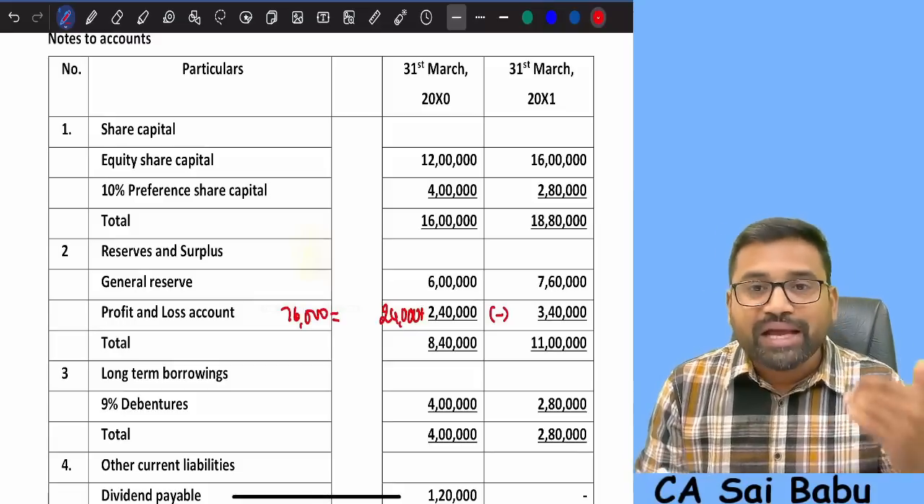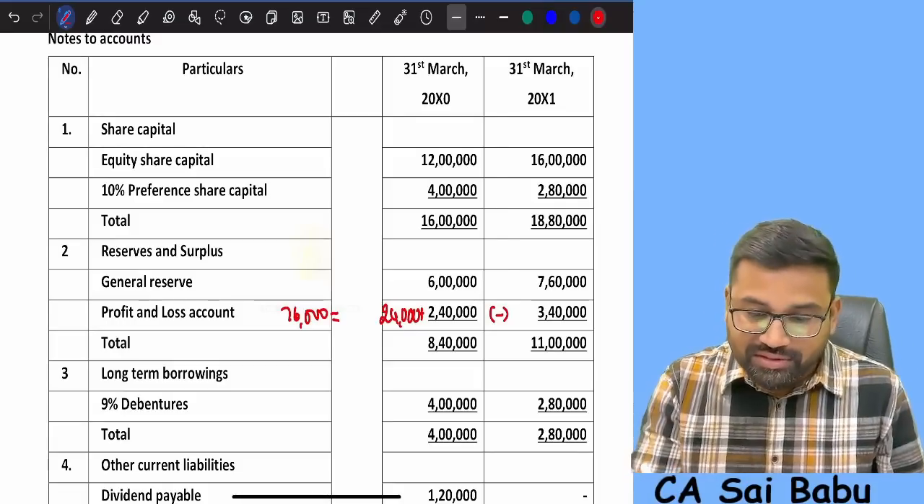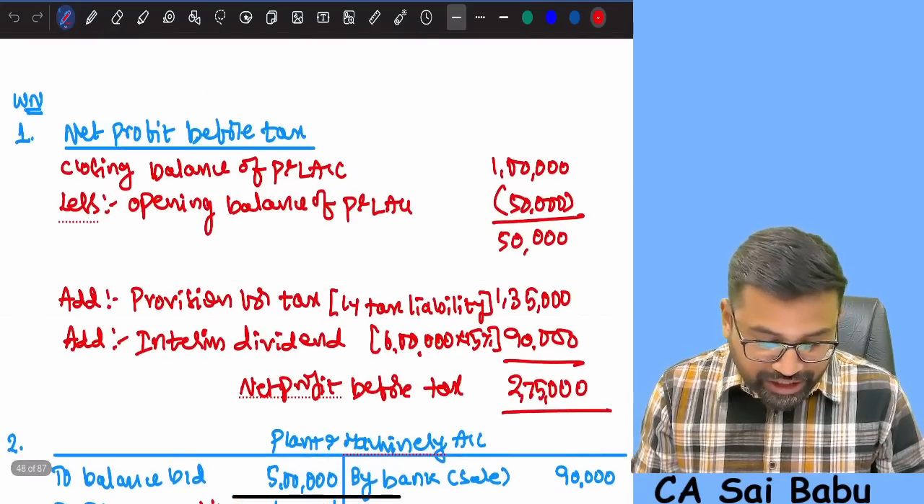For this, I need to add back the appropriations to arrive at net profit before tax. I will show you in this question, question number 19.